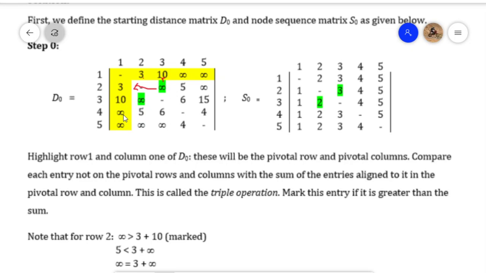Now, for row 4, we compare 5 with 3 plus infinity, which is infinity, greater than 5. 6 with 10 plus infinity, which is infinity, greater than 6. Infinity plus infinity would still be infinity, which is greater than 4. So, no entry will be replaced in row 4.